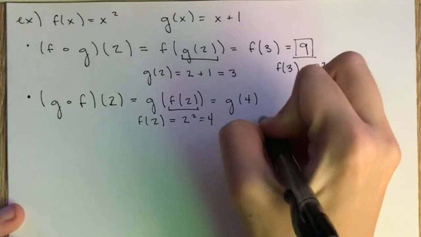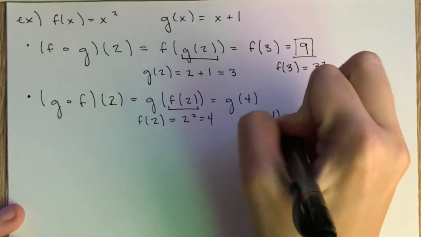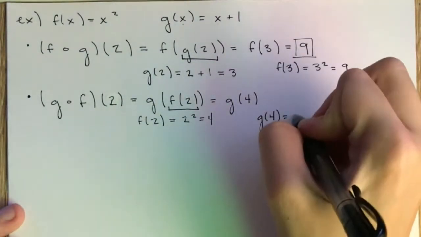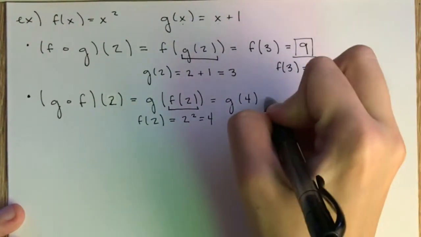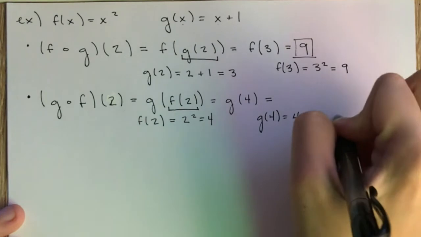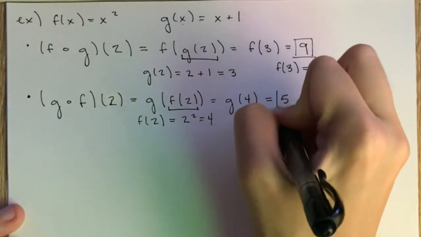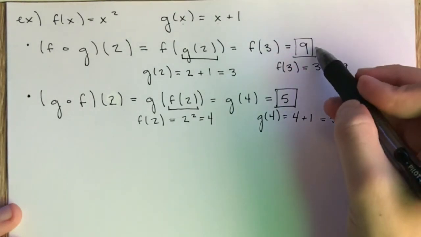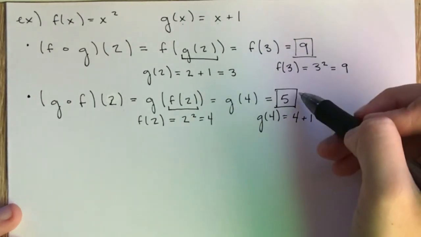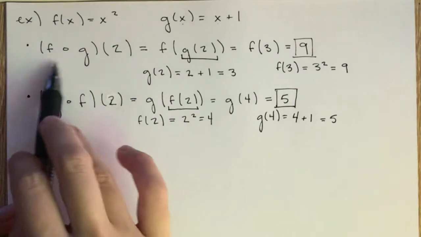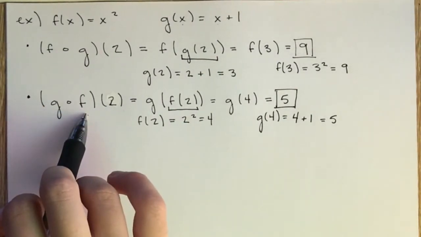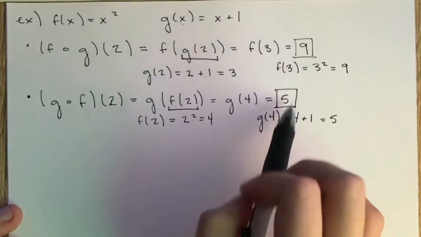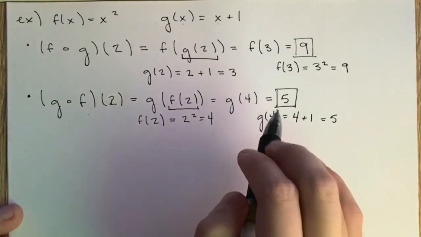What is g of 4? Well, again, we replace x with 4. So we get 4 plus 1, which is 5. So our answer here is 5. These are not the same. Composing these guys backwards, flipping the order, does not necessarily give us the same answer. So we want to keep that in mind.